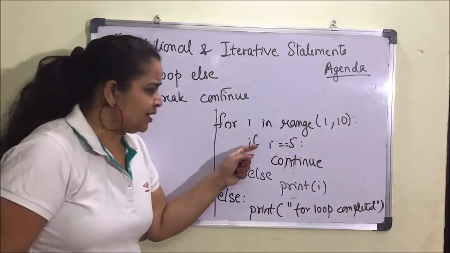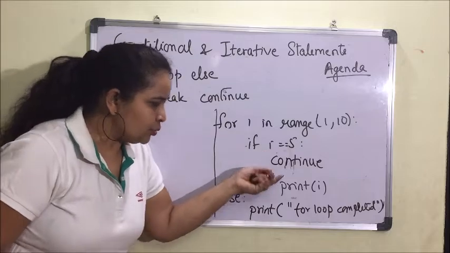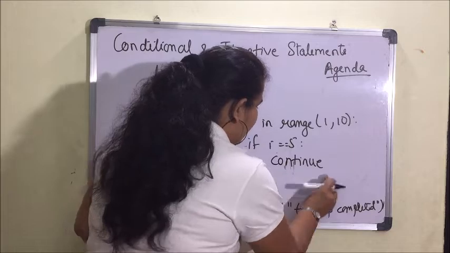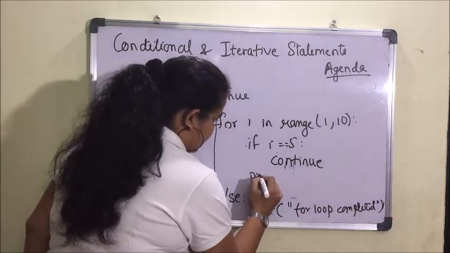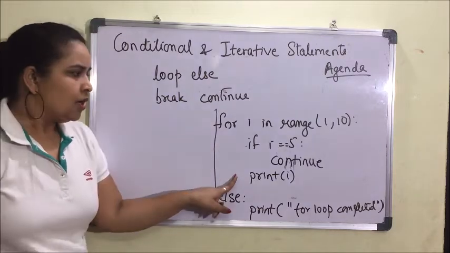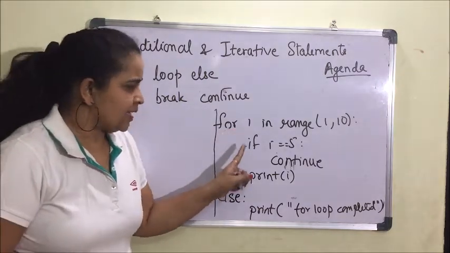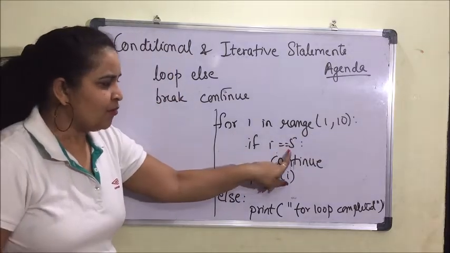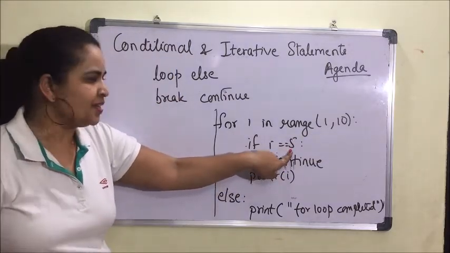In this case, continue means it will not go to the next line. So, in this case, for I in range 1 to 10, it will come here. If the value of I is 5... In the first iteration, the value of I is not 5.